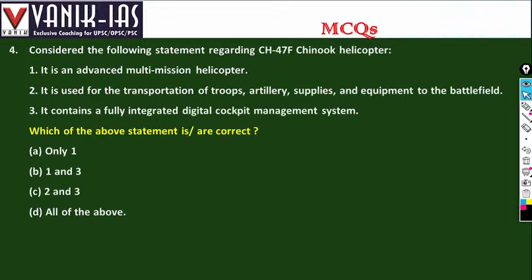Consider the following statements regarding the CH-47F Chinook helicopter. It is an advanced multi-mission helicopter. It is used for transportation of troops, artillery, supplies and equipment to the battlefield. It contains a fully integrated digital cockpit management system. So here in question number 4, all of these are correct.